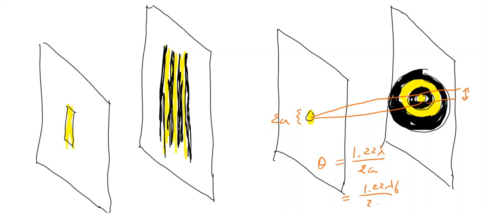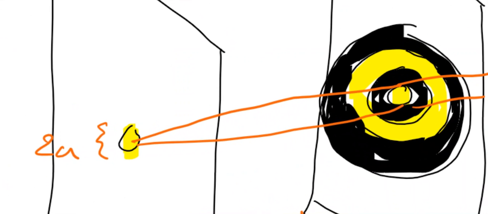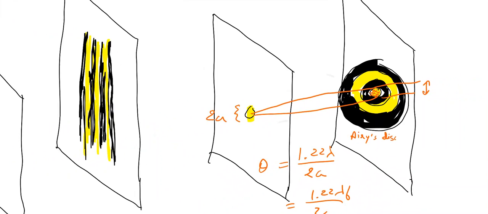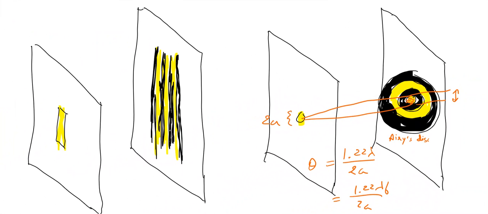And in this case, how much is the width of this center? In terms of angle, it is 1.22 lambda by 2a, where 2a is the aperture size, and in terms of distance it is 1.22 lambda f by 2a. This disk is called Airy's disk, which is nothing but the central bright in case of a circular aperture.